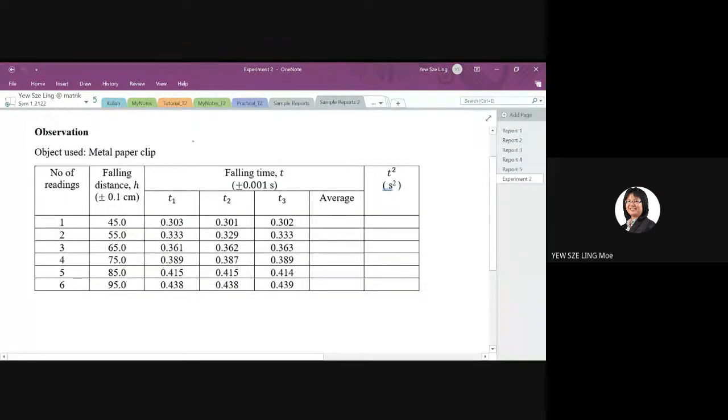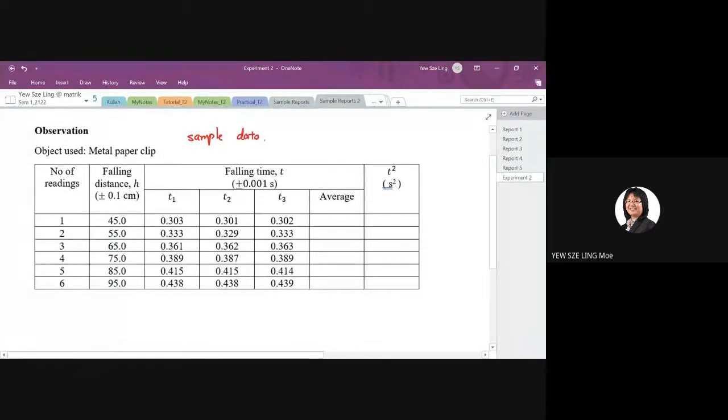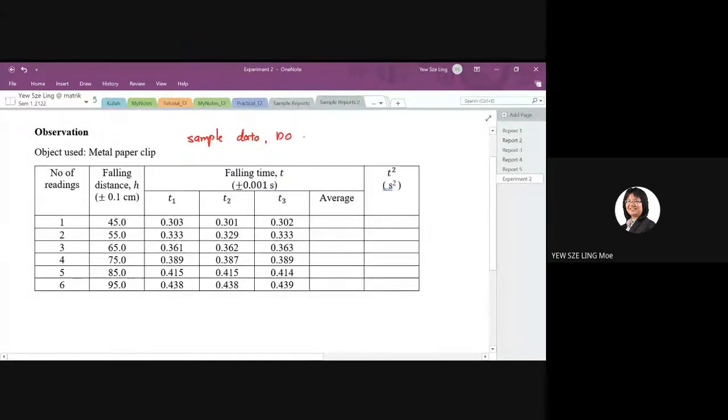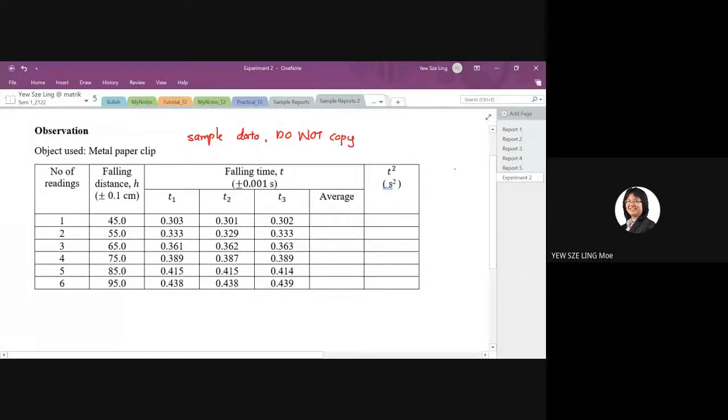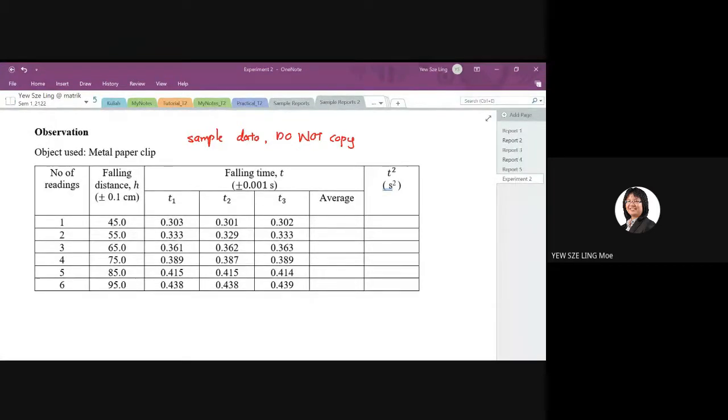So this is just sample data, don't copy. Okay, sample data, do not copy. Okay, so now I give you some time to mark your own lab report, and if you're done, you can have a short break. Let's come back at 3:10.